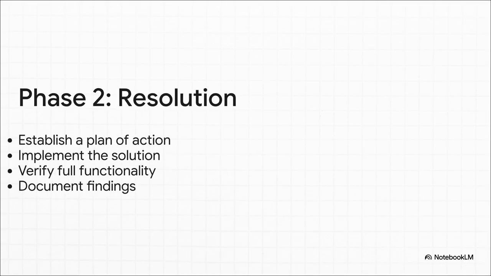Once you finally know what's wrong, we move to the cure. Step 5, establish a plan of action. Always choose the least disruptive fix first and back up the data before making any big changes. Step 6, implement the solution. You apply the fix, or if it's over your head, you escalate it. Step 7 is absolutely crucial. Verify full functionality. Have the actual user test the system to confirm it's completely resolved. And finally, step 8, document your findings. Write down what broke and how you fixed it. That way, the next time it happens, your team already has the answer.